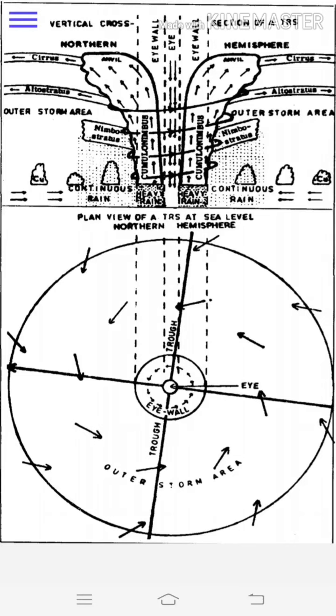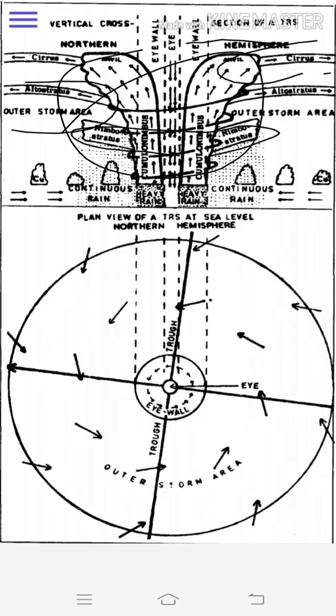So this is how the TRS is formed. On the lower level it forms a nimbostratus cloud. Above that, altostratus, and above that, cirrus. Only when a TRS occurs will you find these three types of clouds forming in the sky: at the lower level nimbostratus, then altostratus, and above that cirrus. It is clear from the figure, everything is mentioned here.